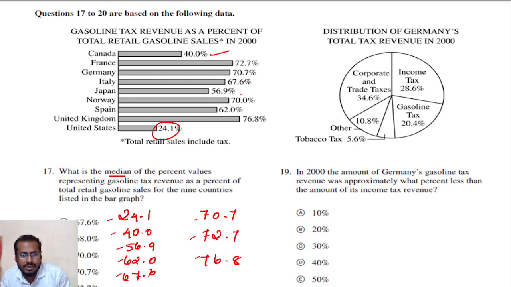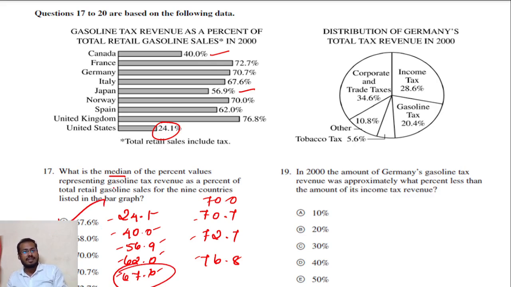I wrote 24, then 40, 56, and before that we had 70. So 9 numbers are there. Which one is the median? Median is nothing but the fifth number. So 1, 2, 3, 4, 5. The fifth number is the median. So 67.6 is the right answer. That's it. So this is the answer for this.